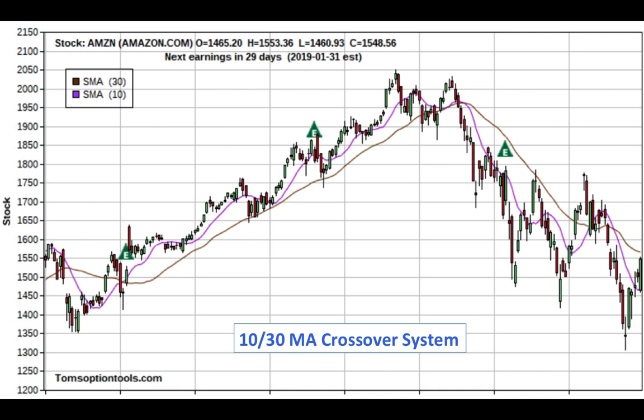For example, when the shorter term average, the 10 in this case, crosses above the 30-day moving average, which is the brown line, that would signify a bullish entry. That actually happened right here where you see the arrow. That was our bullish cross. All right, so the idea of the system is you get in on a bullish cross, you go long, you buy calls, you buy stock, anyway, you go bullish, and then you exit when the 10-day average crosses beneath the 30-day average.